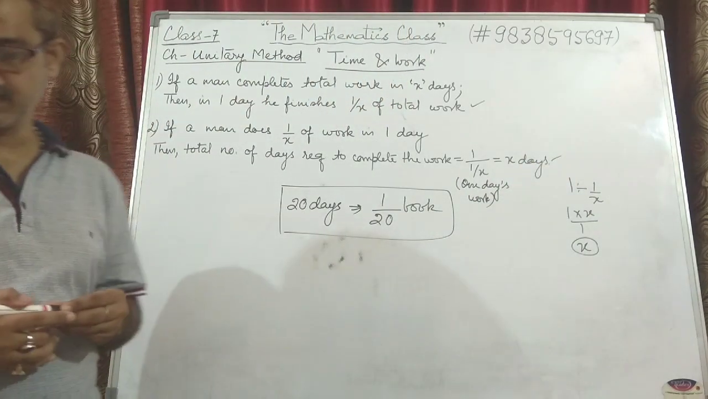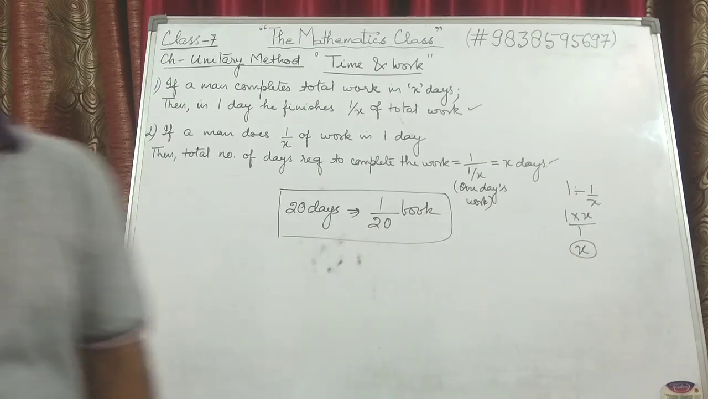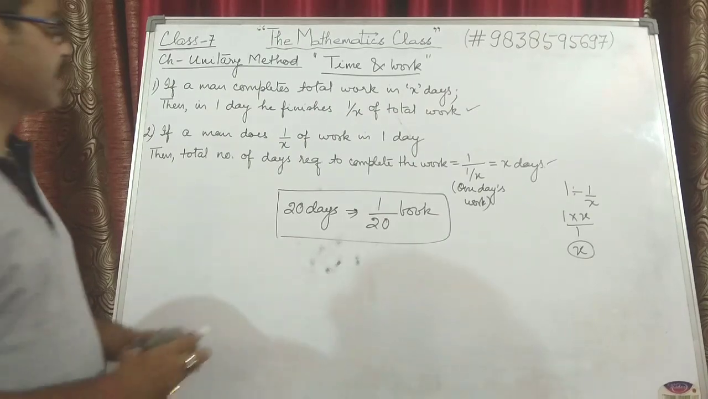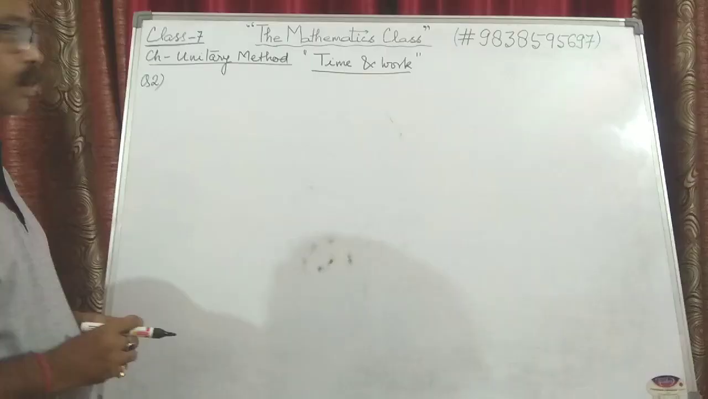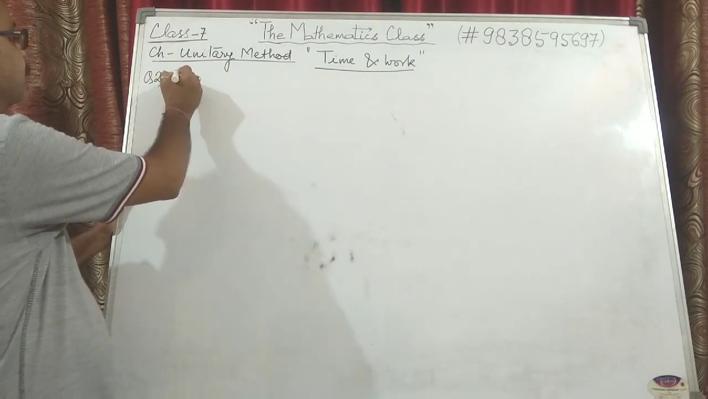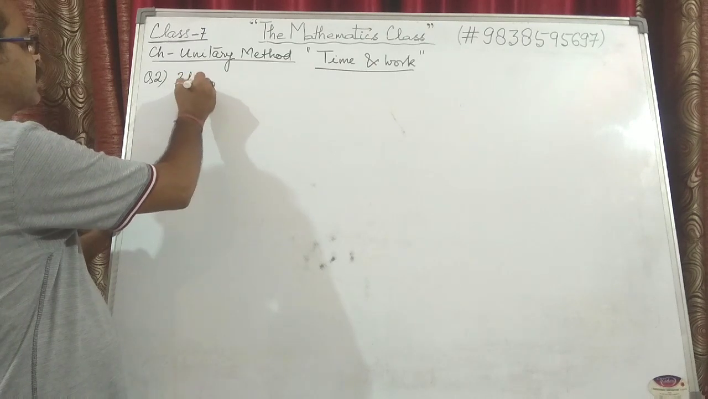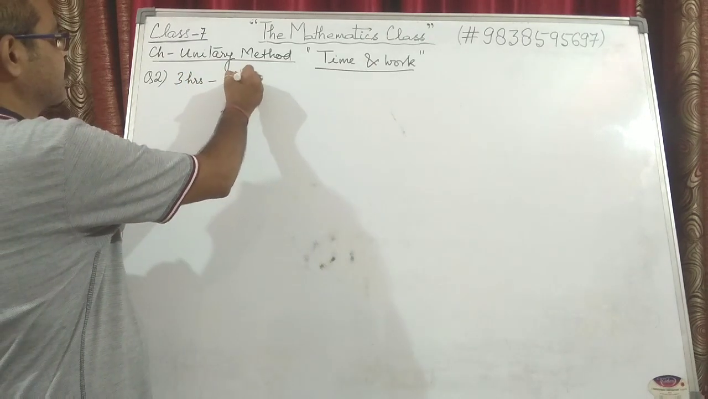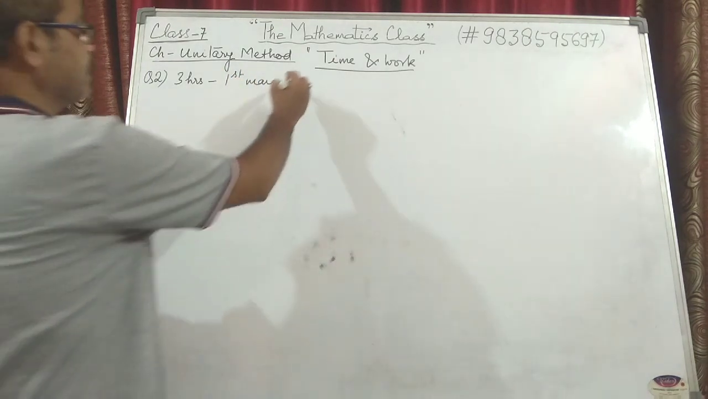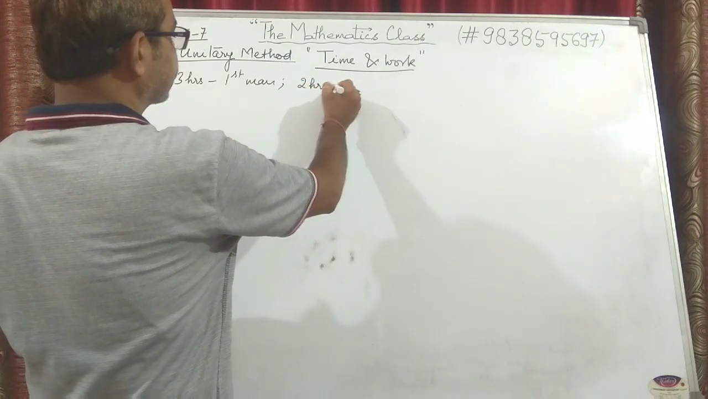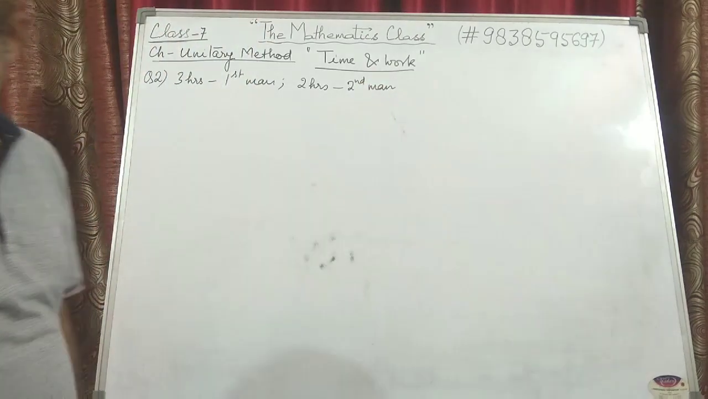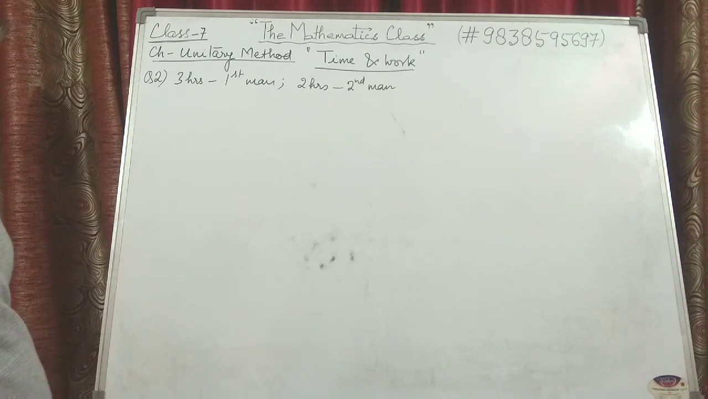Now we move on to the exercise, that is next exercise 8B I think, and in this we start with the second question. So now in the second question they say one man can do a piece of work in 3 hours, first man. And they say second man can do the same work in 2 hours, that is second man. We have to find how long will they take if they work together.